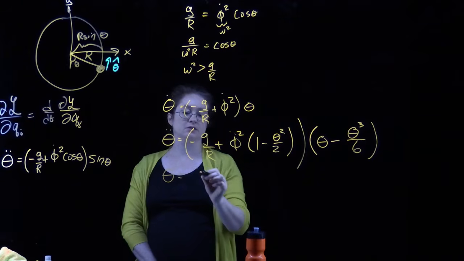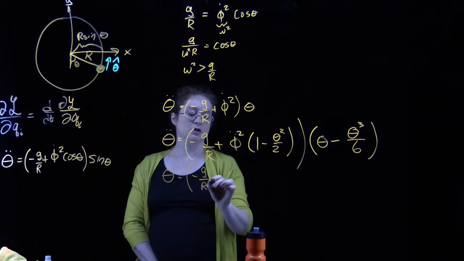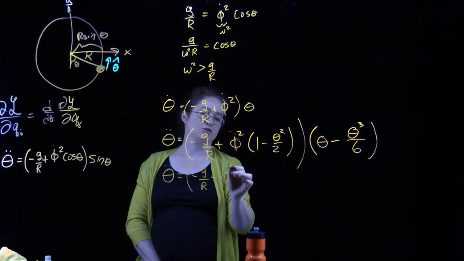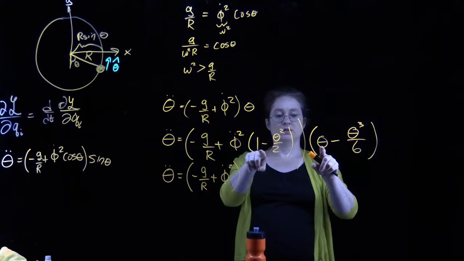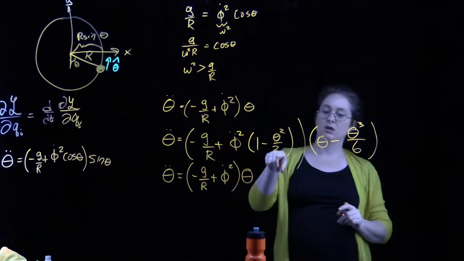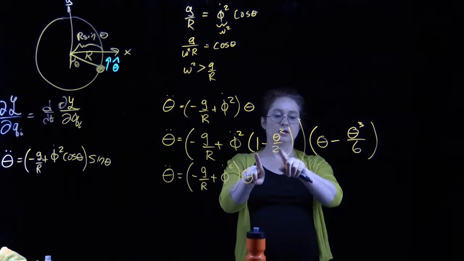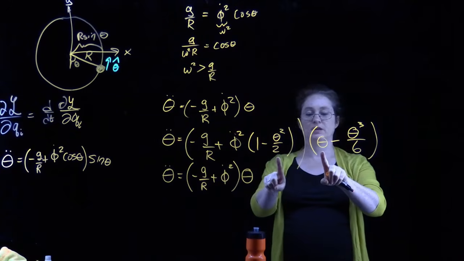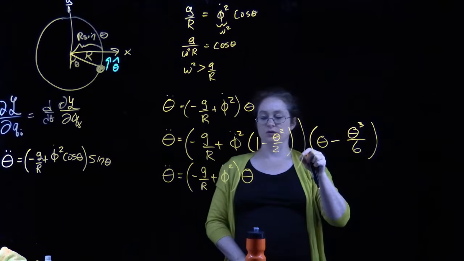So if we want to keep one higher expansion, theta double dot is roughly g over r plus phi dot squared. Now, our lowest non-zero term is of order theta. The next lowest term we can't get, so this will make a term of order theta, this will make a term of order theta cubed, and this will make a term of order theta cubed.